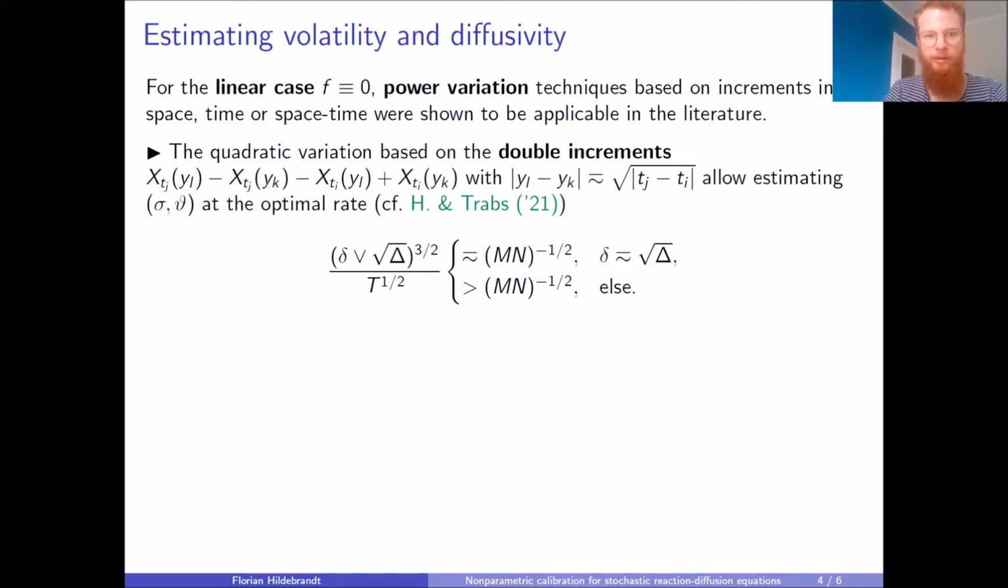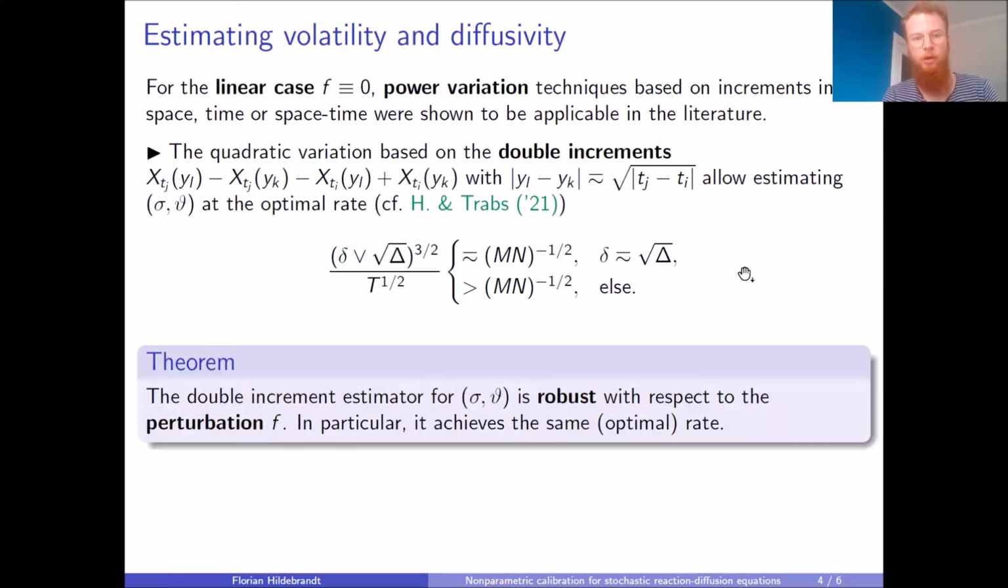When you look at the quadratic variation based on those increments, you find that you can estimate the two parameters at a rate of convergence given by this expression. As you can see, it hinges on the interplay between the temporal and the spatial frequency, and it also involves the time horizon. When this parabolic scaling is present for the observations, meaning you can build your double increments with neighboring observations, neighboring in space and in time, then this is the same as the parametric rate of convergence, given by the total number of observations to the power -1/2. When the scaling is not present, you get something larger, but in any case, it was shown that this rate is optimal.